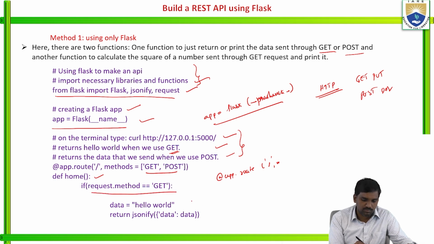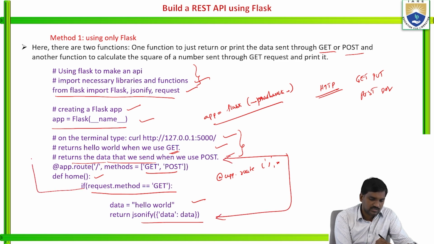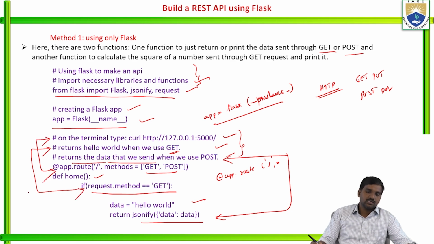So the input function is data, which is called hello world, and it returns JSON of data. Finally, we write this command, this is the if command, this is the second one, and this is the third command, third line. So these are using only Flask to code for different activities in order to design the Flask. So these are some execution lines.